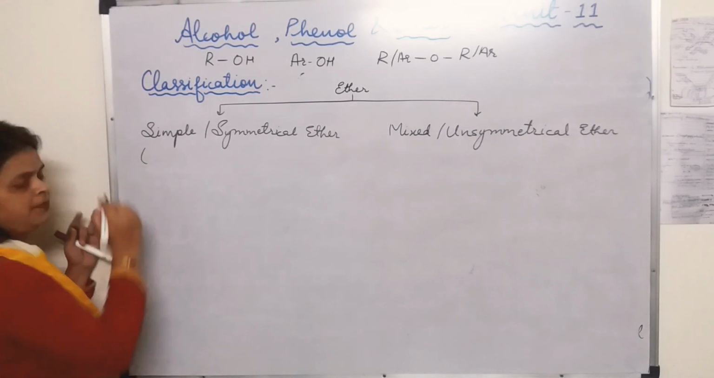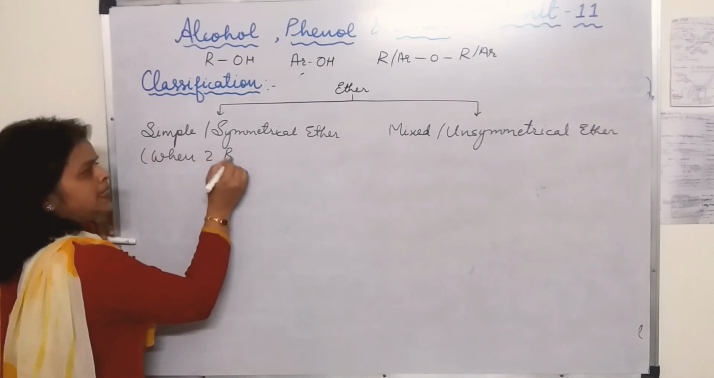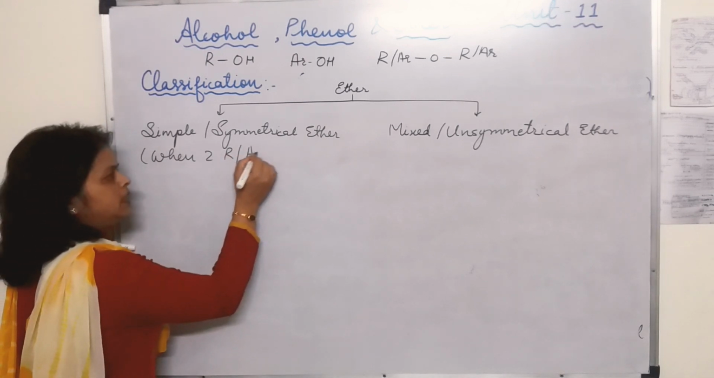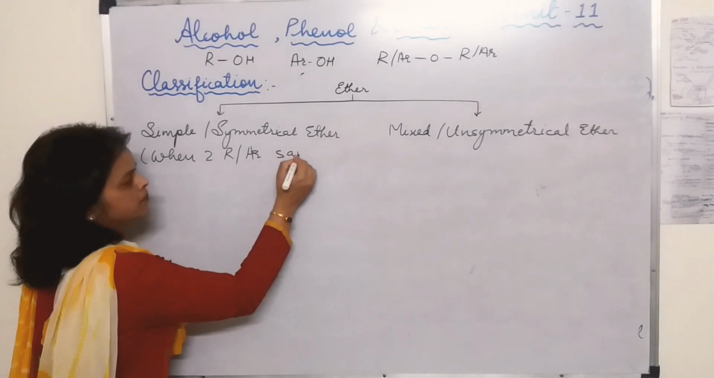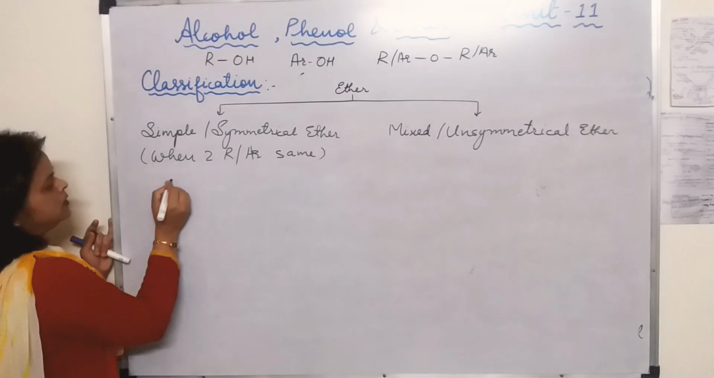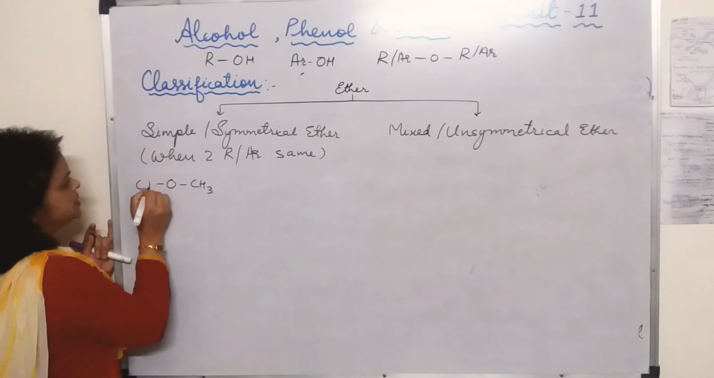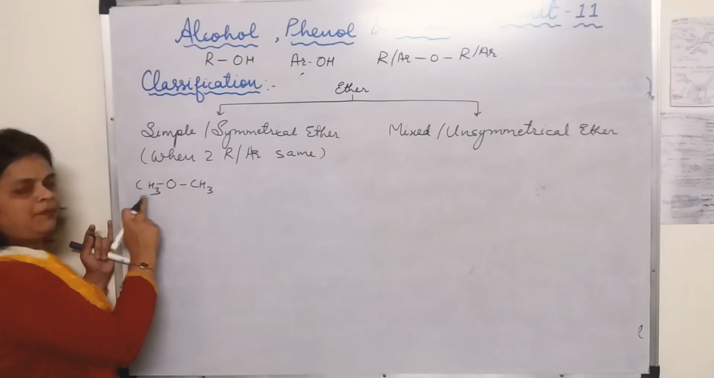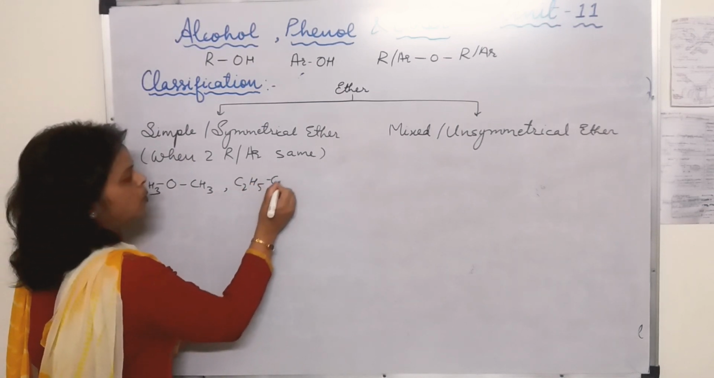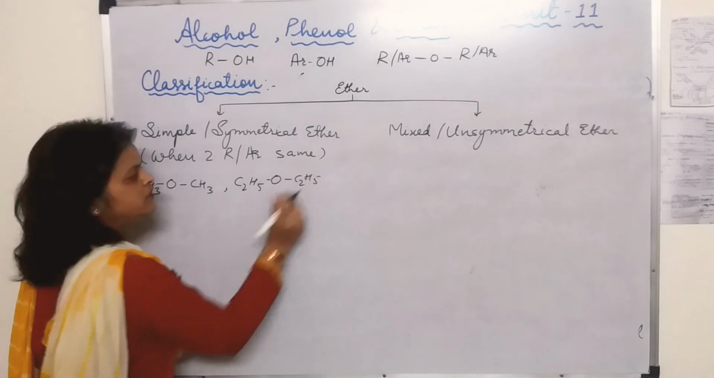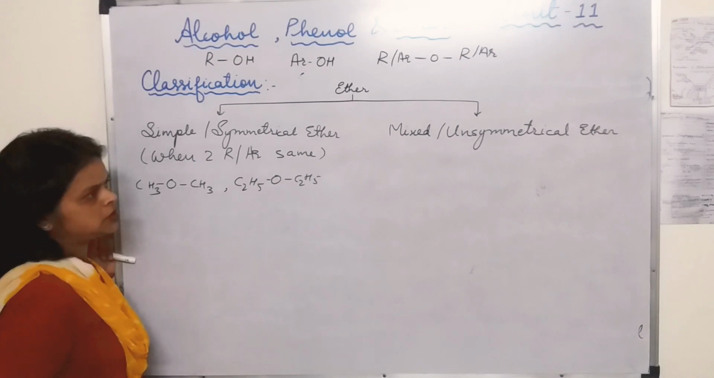What do we mean by symmetrical ether? When the 2 alkyl groups or the aryl groups which are attached to the oxygen are the same. Like this is oxygen, here CH3, here CH3. So both sides we have a methyl group. For example, C2H5O C2H5. So here also we have 2 ethyl groups on both sides of oxygen.